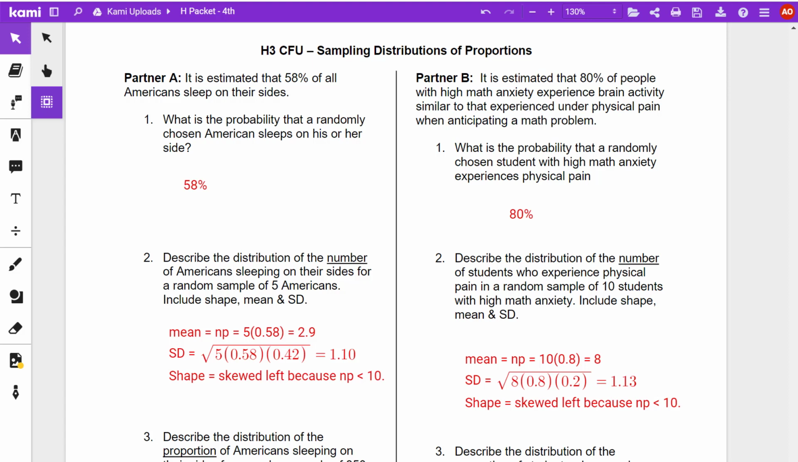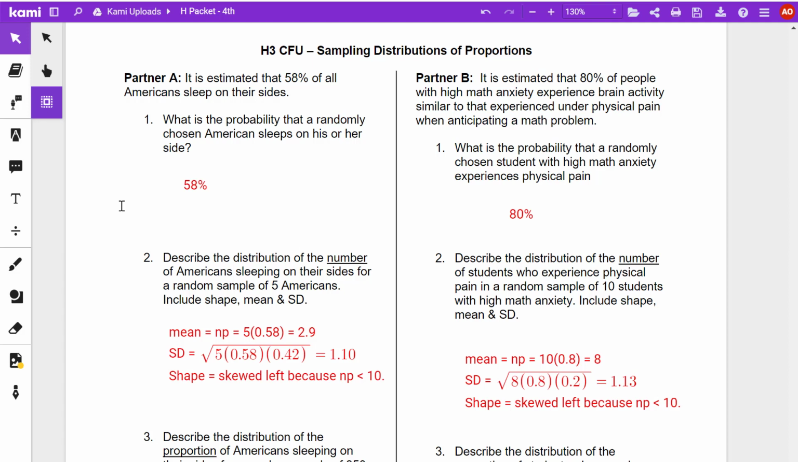Now we're working on the check for understanding, which is sampling distributions for proportions. This is a little bit challenging because we're doing both binomials and also proportions. We'll start with partner A. It is estimated that 58% of all Americans sleep on their sides. What is the probability that a randomly chosen American sleeps on his or her side? It's 58%.